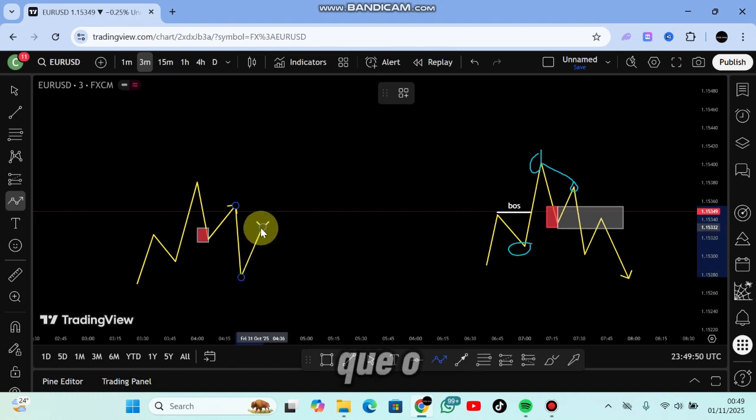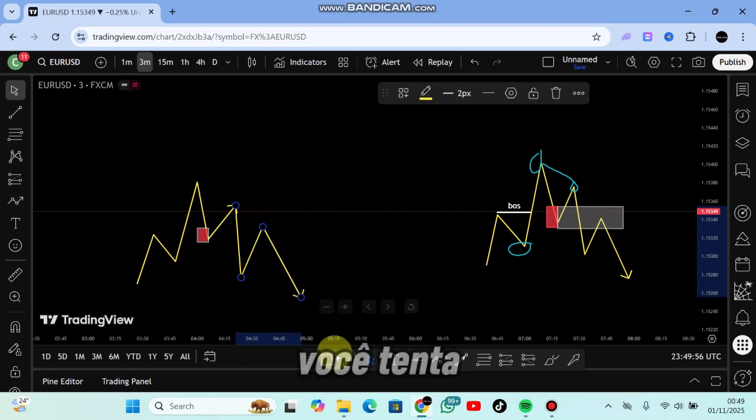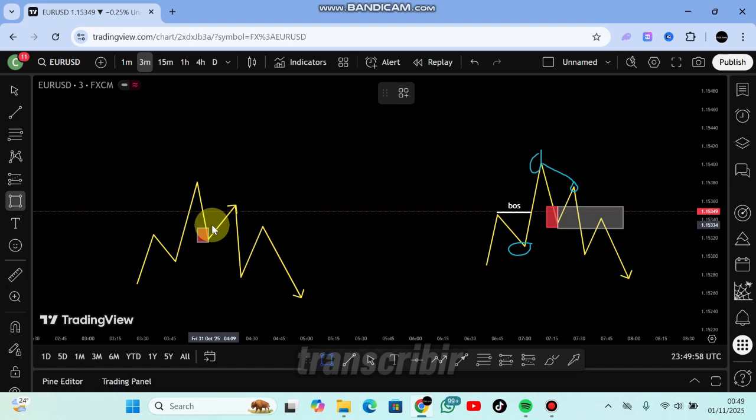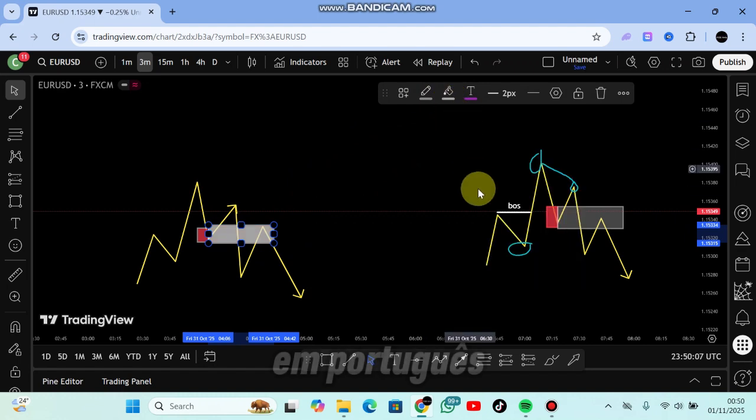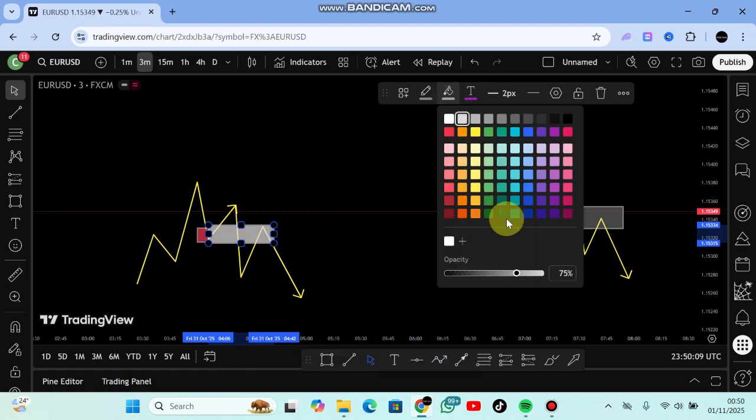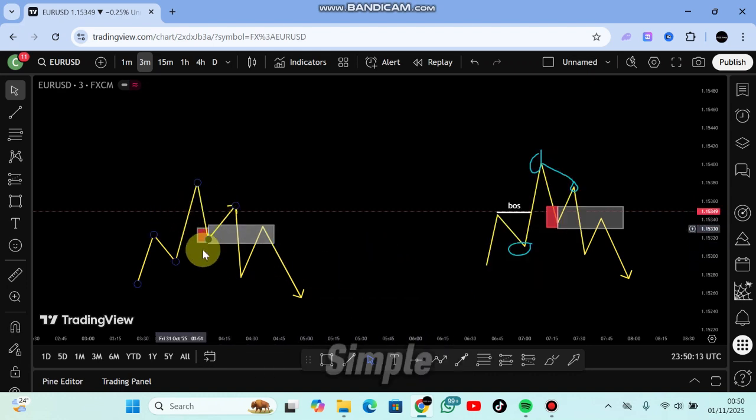Once price comes to the order block, we know that price will be going down. So we're looking for an opportunity for us to sell. So this is simply what it means. Mitigation block. A mitigation block is simply an order block that price appears to reduce.